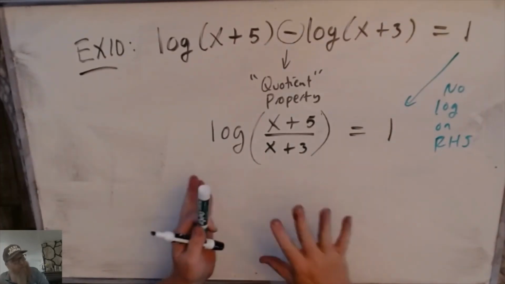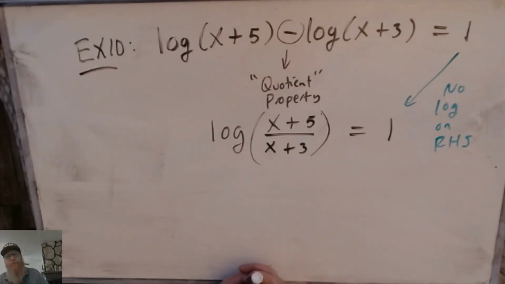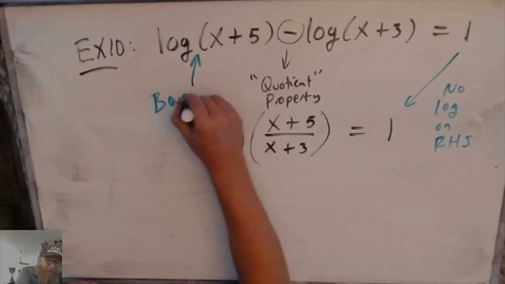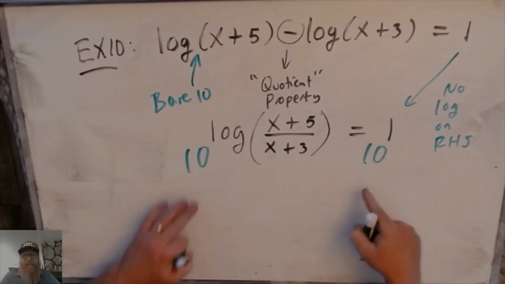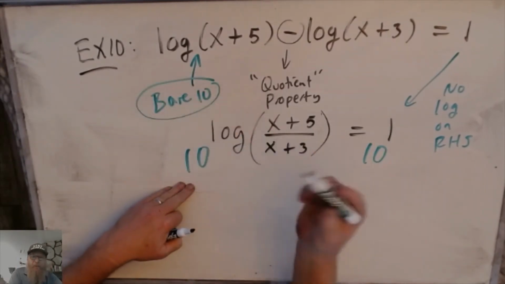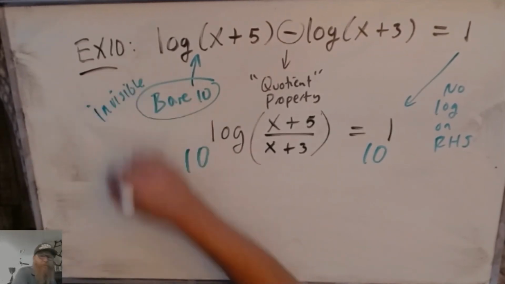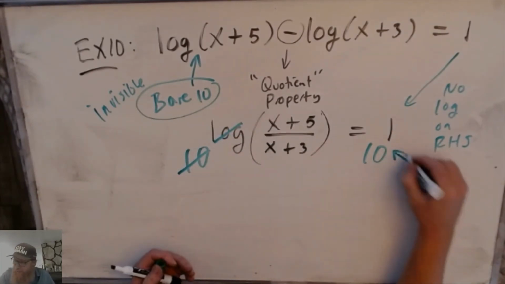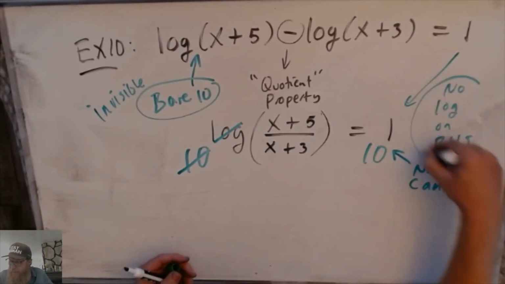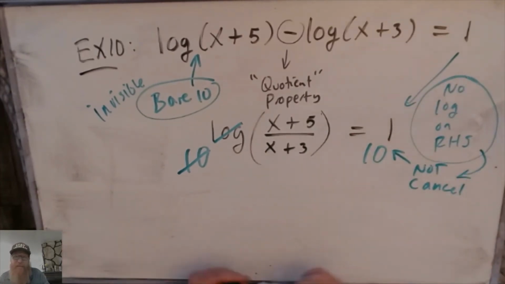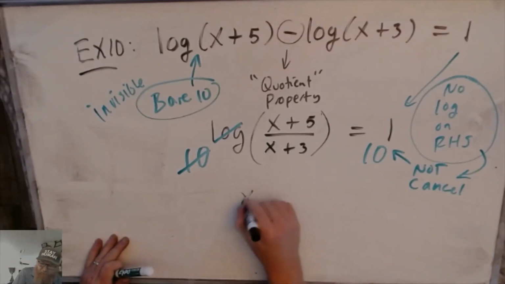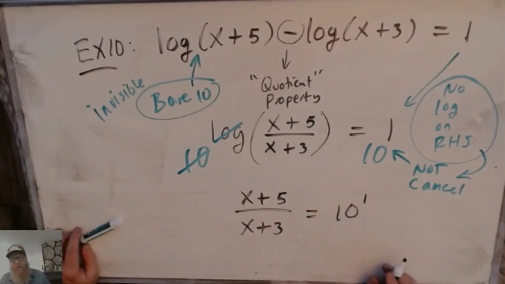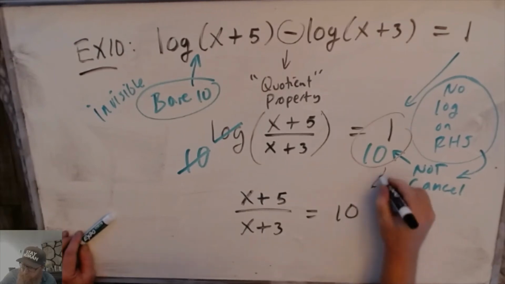That means that this process is going to be slightly different than the last one. That means that the base is only occurring on one side. So when I apply my base of 10, invisible base 10, remember? It's going to cancel on the left-hand side, but it's not going to cancel on the right-hand side. Because if there's no log, then there's no cancellation. And so now you have x plus 5 over x plus 3 equals 10 to the first power. 10 to the first power you can simply write as 10.